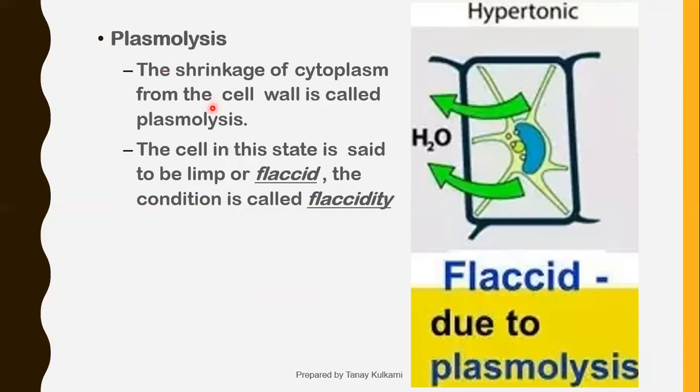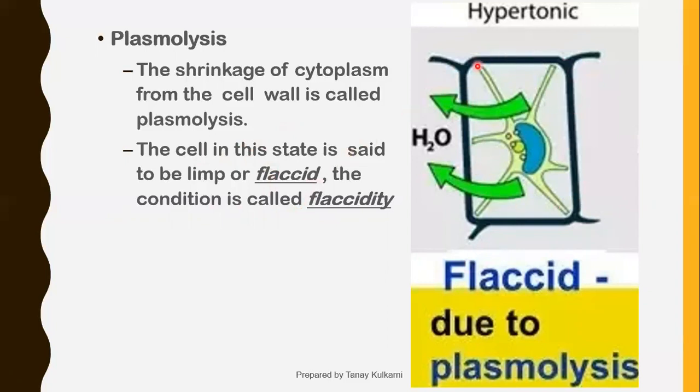plasmolysis. What is plasmolysis? It is the shrinkage of the cytoplasm from the cell wall, and due to this, the cell will go into a state. That state is called the flaccid state, and the condition is called flaccidity.